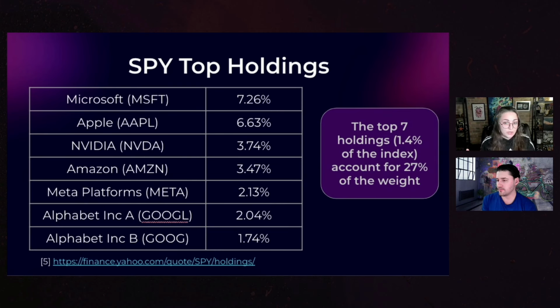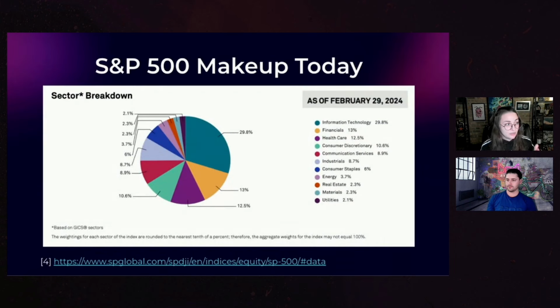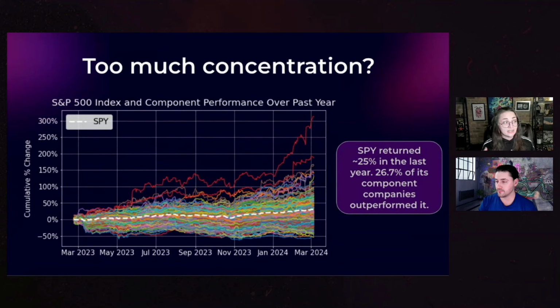So this begs the question, right? This is a lot of tech exposure, really heavily concentrated in tech. Is the S&P 500 itself too concentrated? Is it not a good representation of the U.S. economy as a whole? The S&P 500, which I'm using SPY to gauge, right?